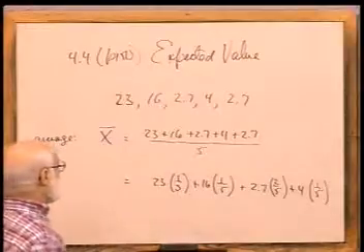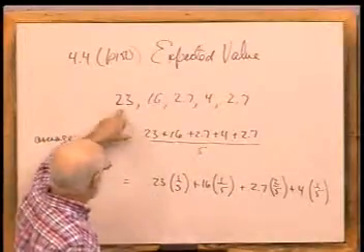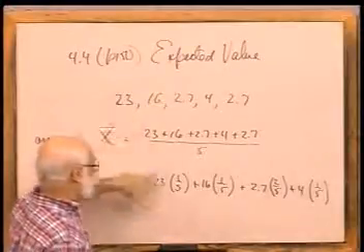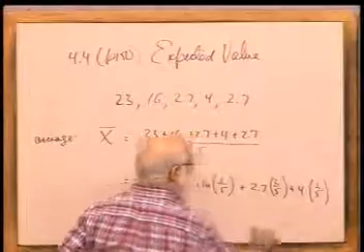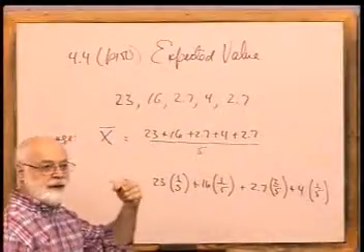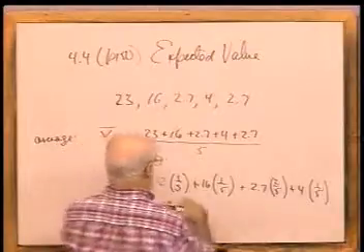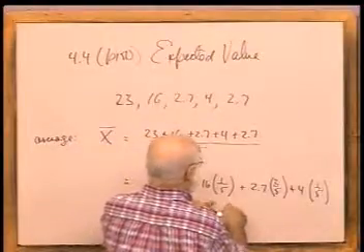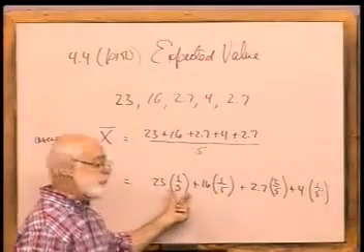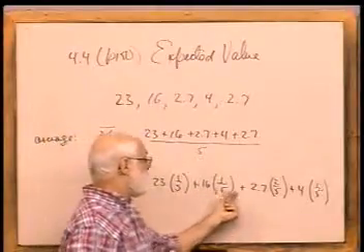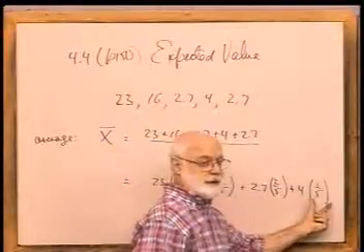And now you can go back and you could say, well, what do I have here? What I have is the values that the experiment gave me. In other words, the 23, the 16, the 2.7, and the 4 are the values that the random variable took when I performed the experiment. And each of them is multiplied by the fraction of time that it occurred during the experiment. In other words, the 23 occurred 1/5 of the time, the 16 1/5 of the time, the 2.7 2/5 of the time, and the 4 1/5 of the time.